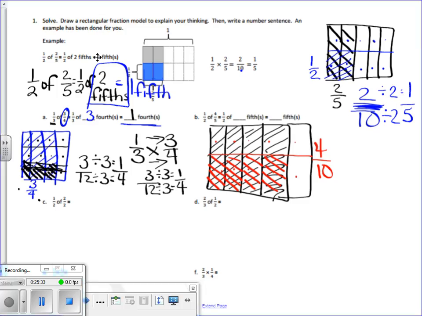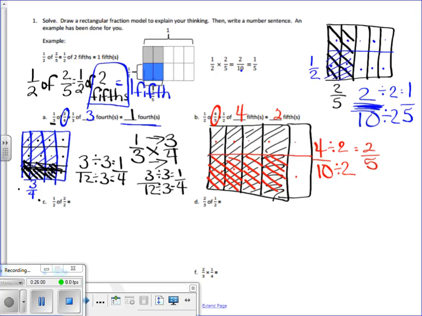Okay. So since it can be simplified by 2, 4 divided by 2 is 2. 10 divided by 2 is 5. It's not 4 and 2/5. It's just 2/5. The first one is 4 because it's 4/5 there. 1/2 of 4/5. You're right.